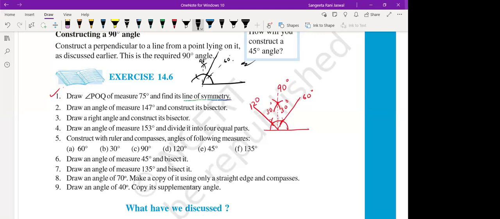So this is your main line. This is what is required. So between 0 degree and 75 degrees, when you bisect 0 degree and 75 degrees, you will get your required line of symmetry. Okay, right? You understood this, children?